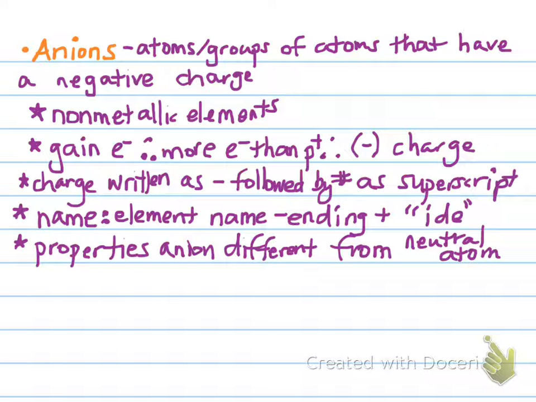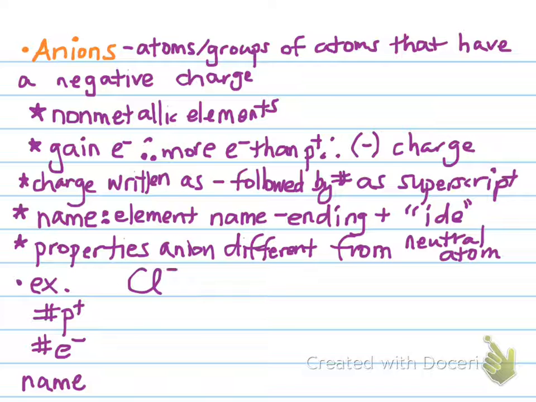So again, we want to look at some examples here. And for these examples, again, I want to know the number of protons, the number of electrons, and its name as an ion. Cl negative 1, O negative 2, Br negative 1. So again, if you need a little bit more time, you can pause the video so that you can use your periodic table to figure this out.